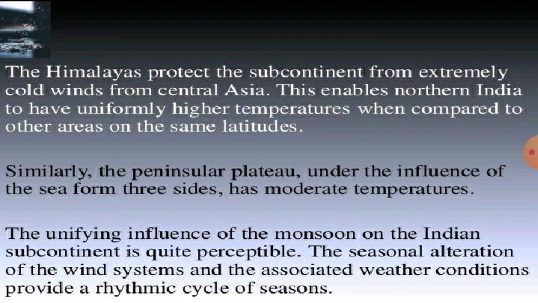Himalayas protect the subcontinent from extreme cold winds from Central Asia. This enables northern India to have uniformly high temperature when compared to other areas on the same latitude. Similarly, the peninsular plateau, under the influence of the sea from three sides, has moderate temperatures. Despite such moderating influences, there are great variations in temperature conditions. Nevertheless, the unifying influence of the monsoon on the Indian subcontinent is quite perceptible. The seasonal alternation of the wind system and the associated weather conditions provide a rhythmic cycle of seasons. Even the uncertainties of rain and uneven distribution of rainfall are very much typical of the monsoons.